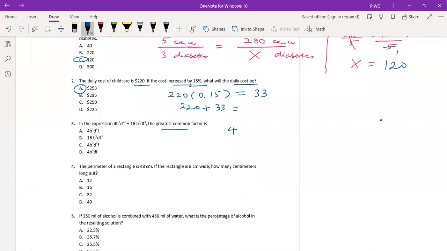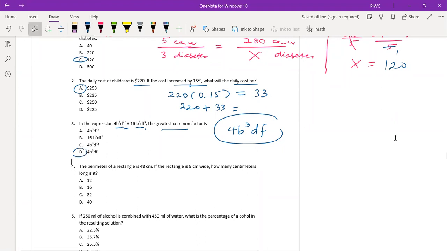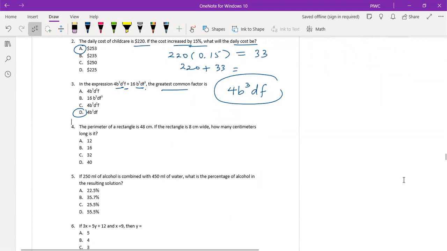Now, what about b cubed and b to the power 5? The greatest common factor is going to be the one with the smallest exponent, right? So b cubed will be part of the GCF. Then d squared and d, smallest exponent, so d. And then f and f cubed, smallest exponent, so f. So the GCF will be 4b cubed df. For the variables, you use the one with the smallest exponents.